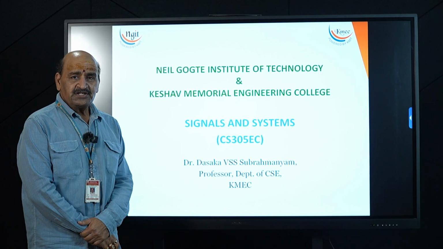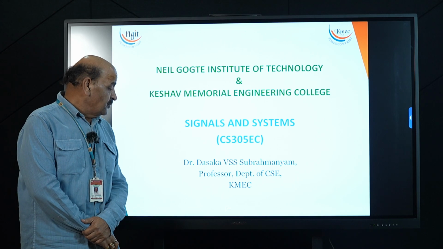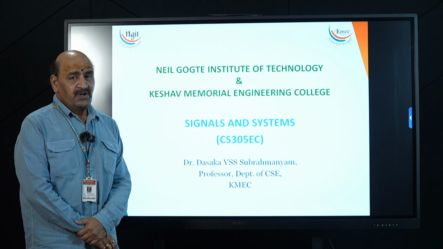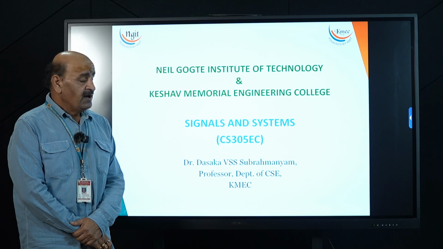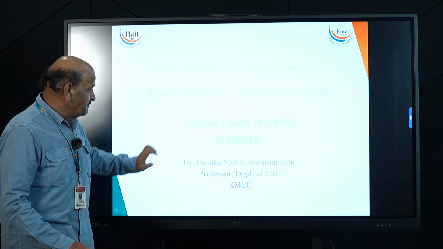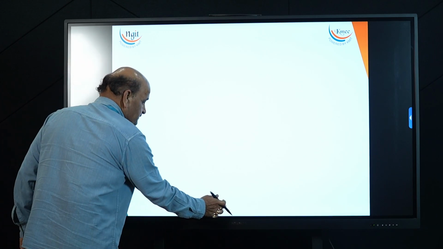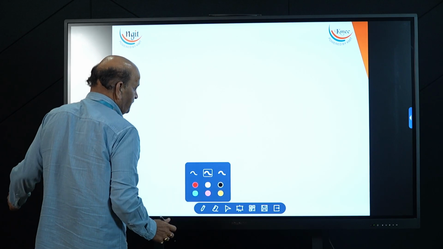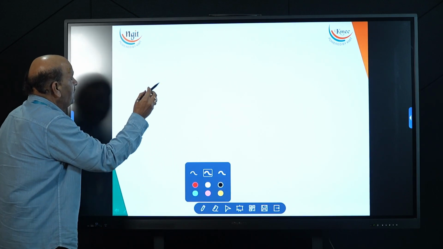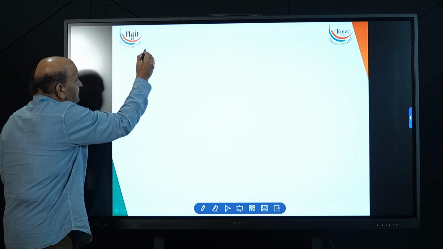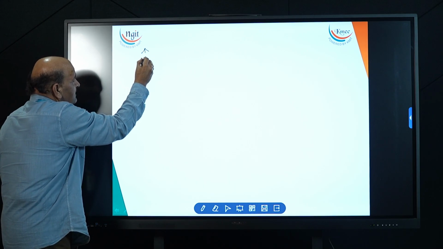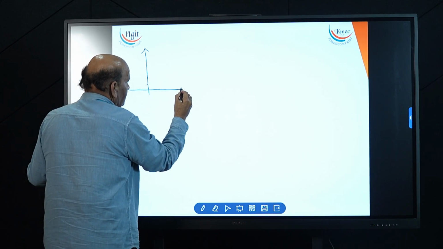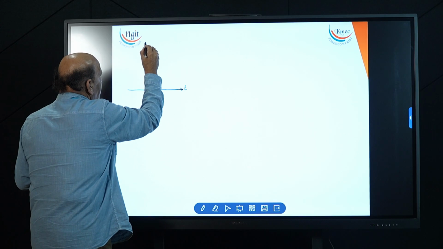Now this is a continuation of the previous concept. We just concluded the concept of time scaling. Time scaling has two conditions. One condition we discussed. Now we are discussing the second condition. As discussed in the previous one, we are considering a signal. That signal is x of t.